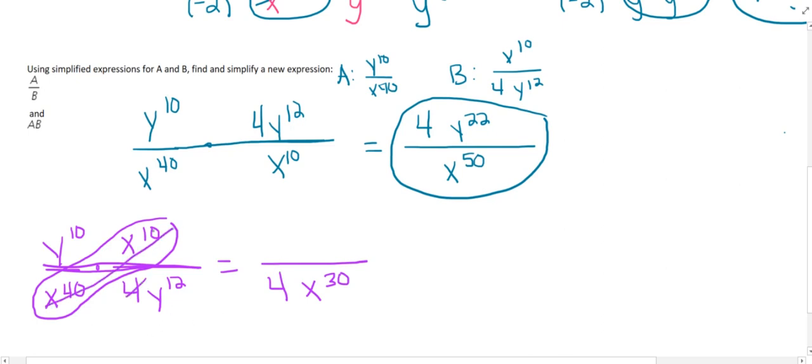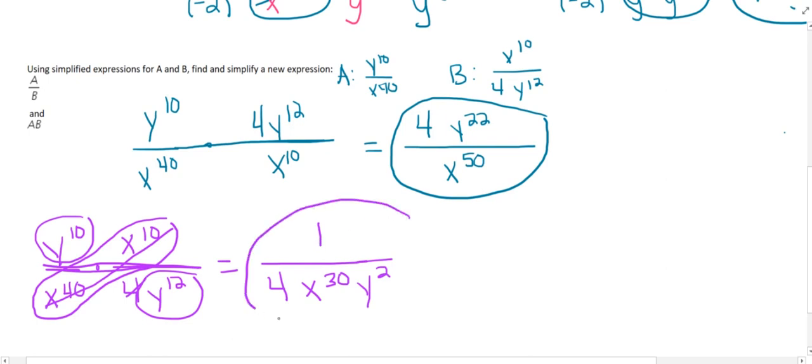So it's the 4. Then we're going to do the same thing with the y's. You've got a y to the 10th in the top, y to the 12th in the bottom. The larger y is also in the bottom, so y will stay in the bottom. And then you're going to do 12 minus 10, which will give you 2. If I'm left with nothing in the numerator here, I need to put something there because I can't just write it like this, so I'm going to put a 1. So this is going to be 1 over 4x to the 30th y squared. So I hope that helps with your simplifying exponents. Thank you for watching.